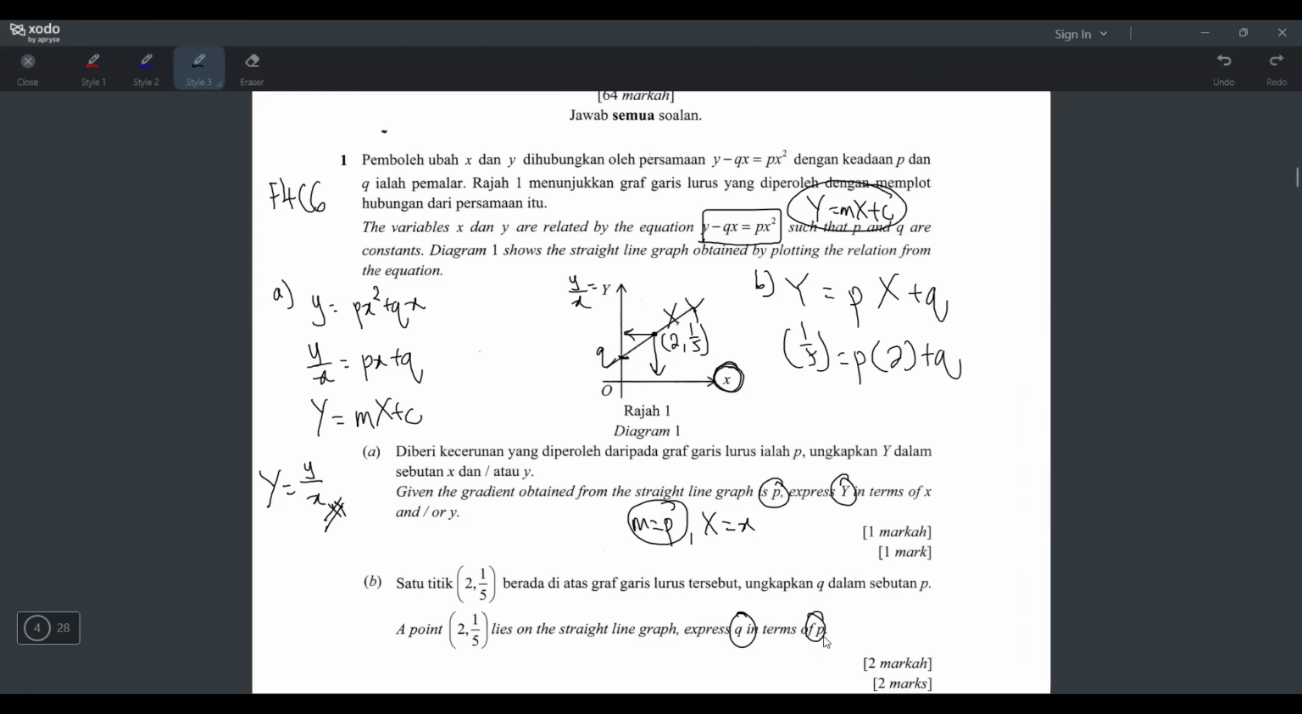All right, they want Q in terms of P. That means the Q must be single. So Q must be single, means this 2P I move there. So it becomes 1 over 5 minus 2P. And that should be the answer. Yeah, that should be the answer, right?